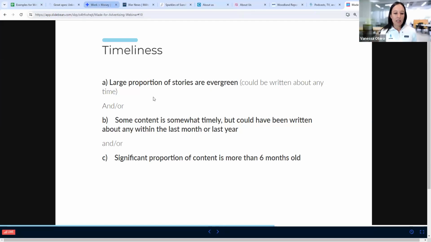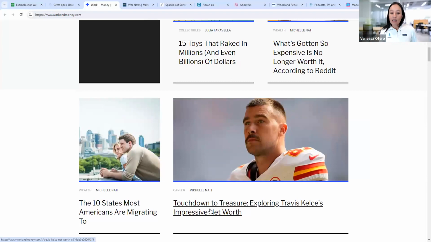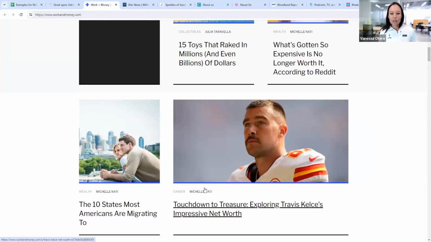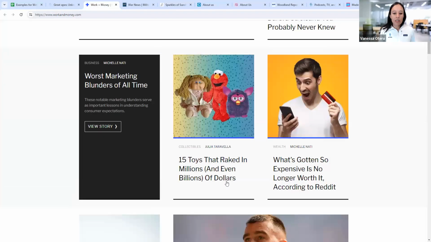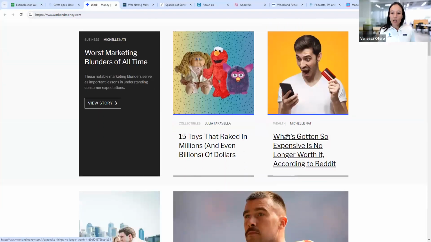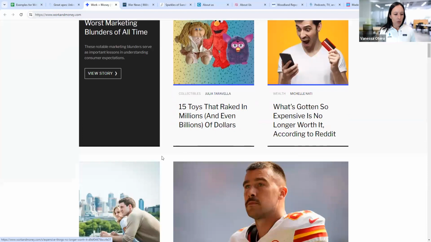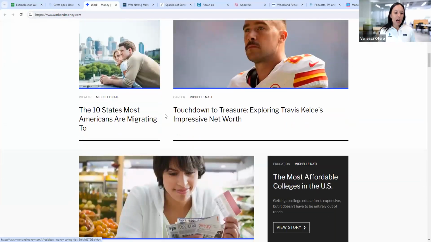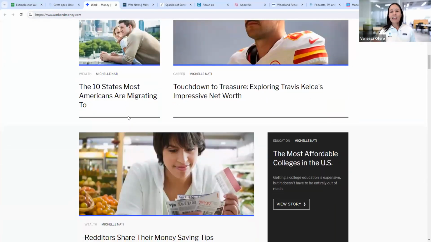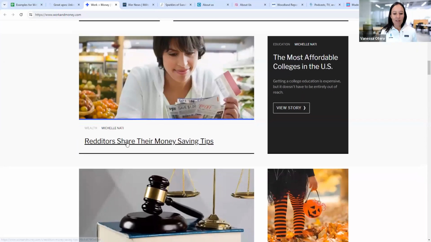If you look at this Work for Money, like this one's somewhat timely because Travis Kelce is in the news, but 15 toys that raked in millions and even billions of dollars. What's gotten so expensive is no longer worth it. The 10 states Americans are migrating to. Again, evergreen content. This could be written about anytime and even recycled. You can just slap a new date on it. Say, we published this today, change the URL, what have you.